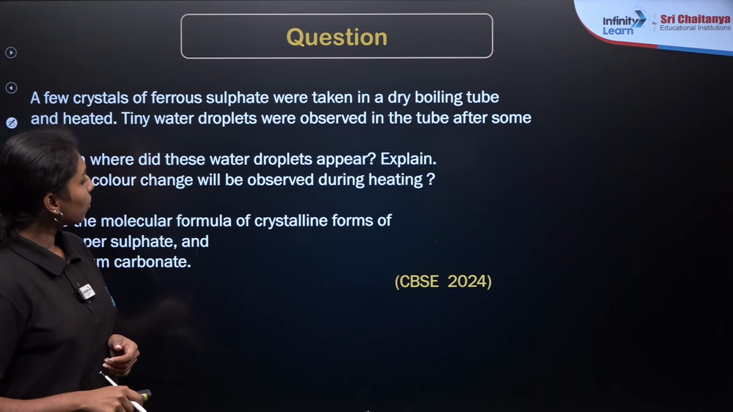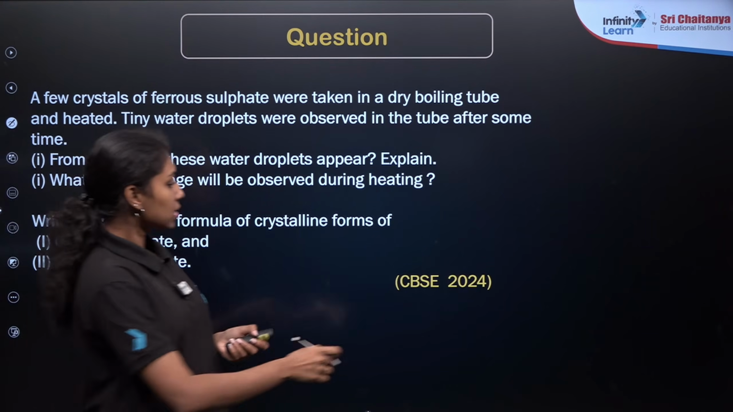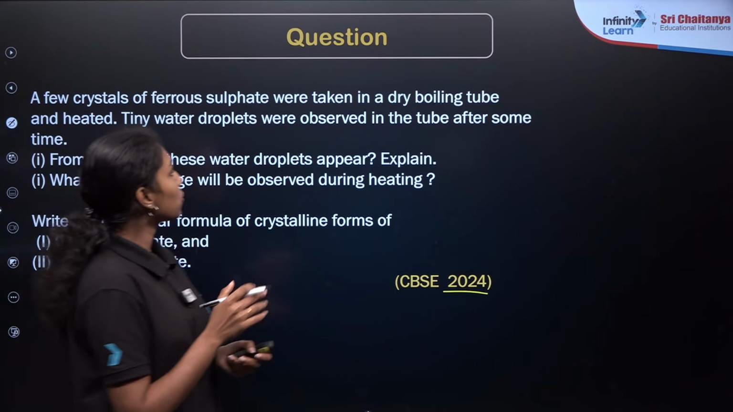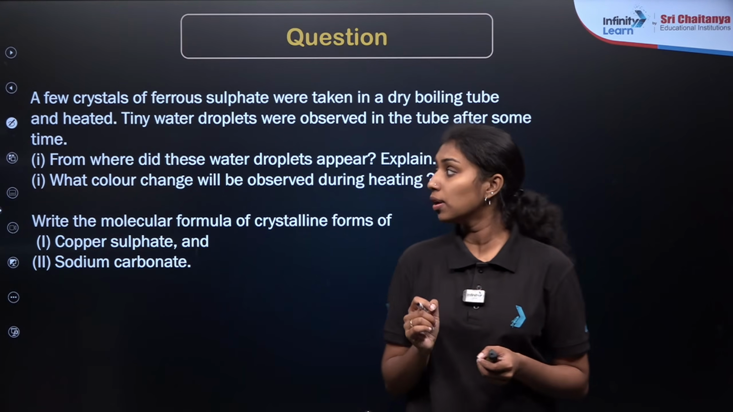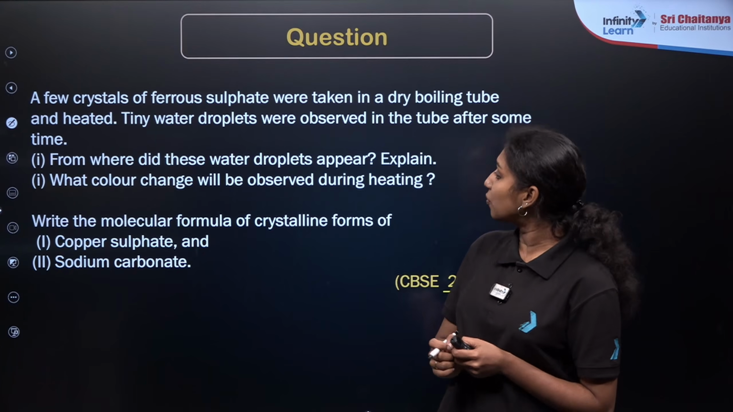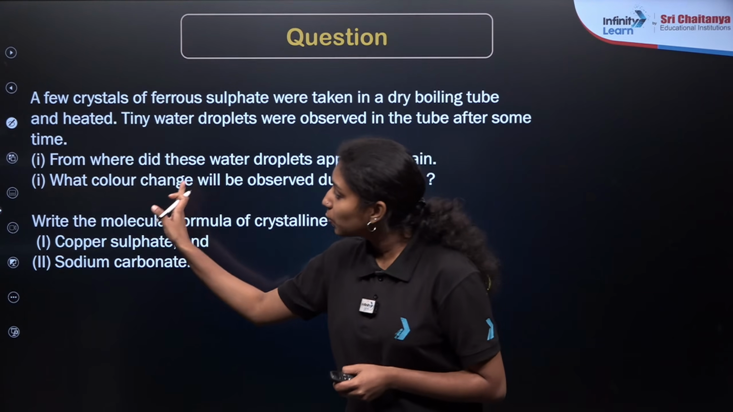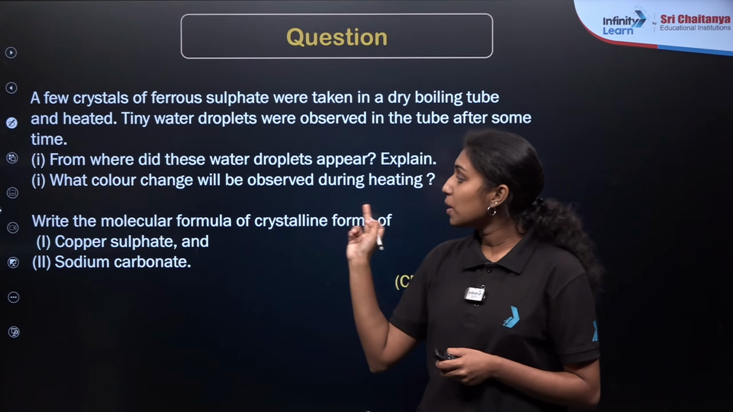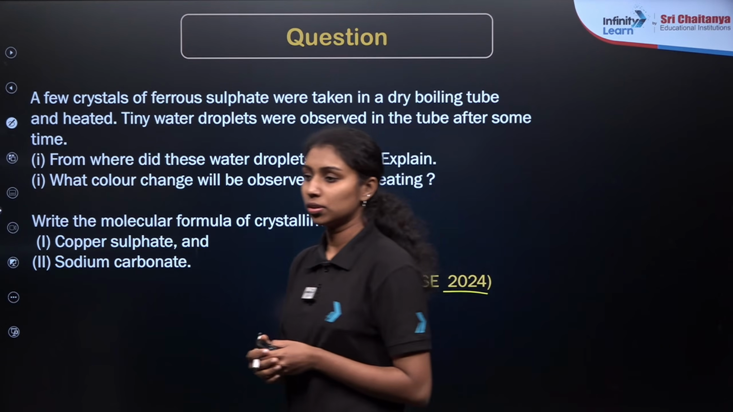Okay, now we are moving to the next question, the latest question asked in 2024. A few crystals of ferrous sulfate were taken in a dry boiling tube and heated. Tiny water droplets were observed in the tube after some time. First question: from where did these water droplets appear? Explain. Second question: what color change will be observed during heating?